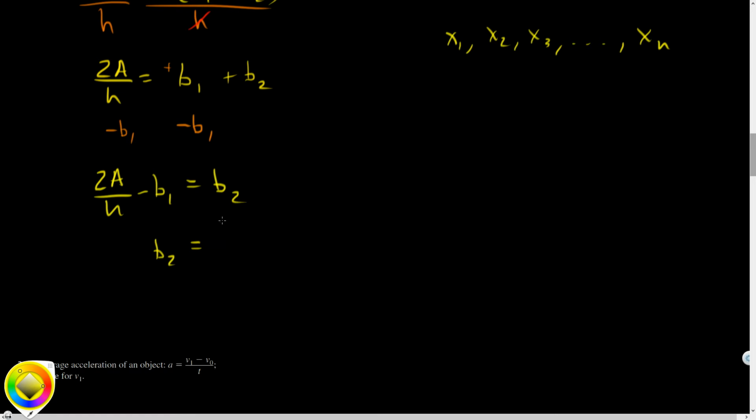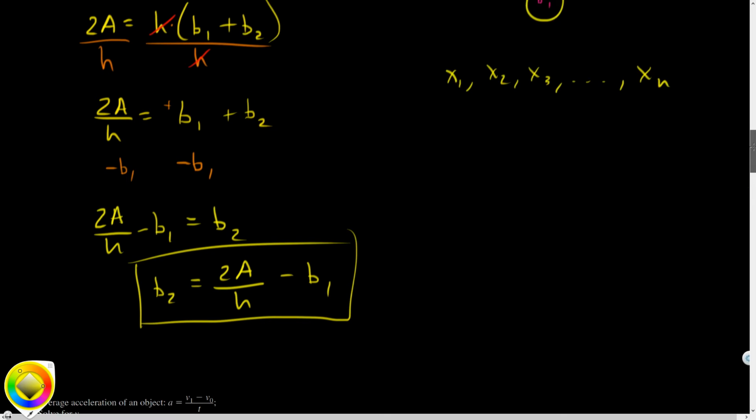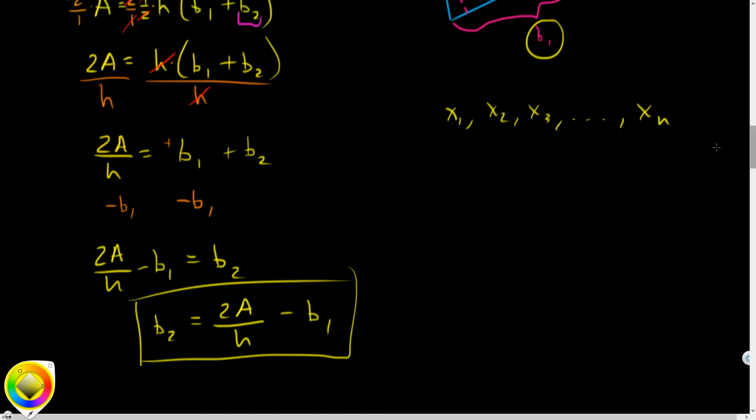So b2, I'll swap it around here, is equal to 2a over h minus b1. My last step was just flipping it over the equal sign. Well, actually, you're not writing it right now, so you're not going to make me a liar. But that's what you would write down if you were writing it down.